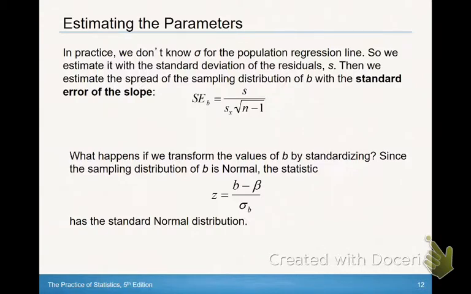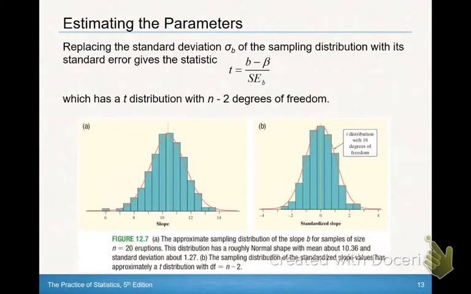And if we transform the values of b by standardizing, we get z equal to b minus beta divided by sigma sub b, which has the standard normal distribution. Replacing the standard deviation of the sampling distribution with the standard error gives us the statistic t, which has a t distribution with n minus 2 degrees of freedom. So here is where they're giving you the population slope and then the standardized slope.